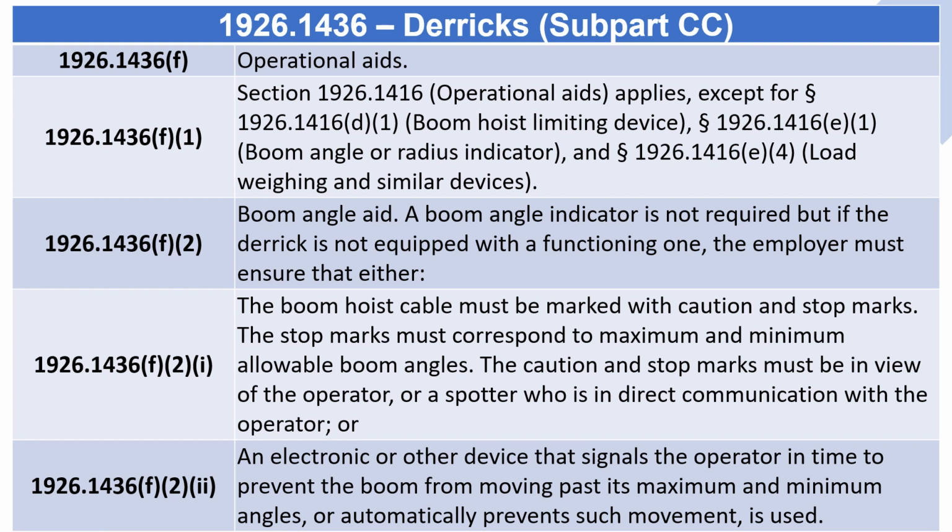1926.1436 F2 Boom angle aid. A boom angle indicator is not required, but if the derrick is not equipped with a functioning one, the employer must ensure that either 1926.1436 F2(i) and (ii): the boom hoist cable must be marked with caution and stop marks. The stop marks must correspond to maximum and minimum allowable boom angles. The caution and stop marks must be in view of the operator, or a spotter who is in direct communication with the operator, or an electronic or other device that signals the operator in time to prevent the boom from moving past its maximum and minimum angles, or automatically prevents such movement, is used.